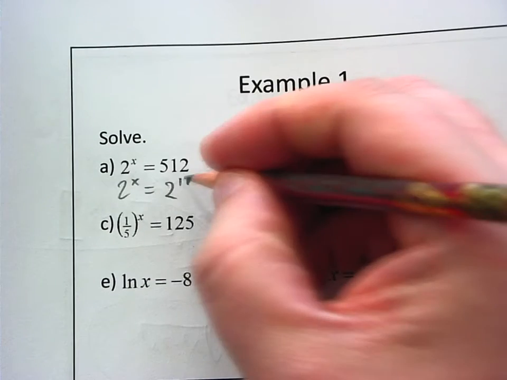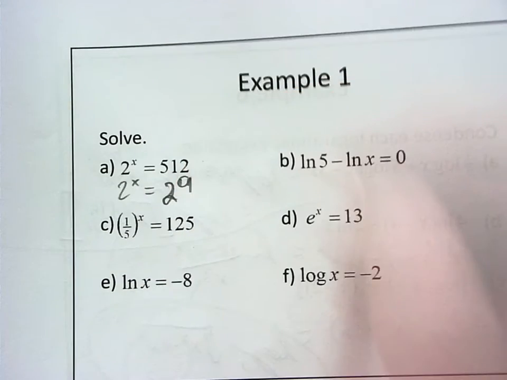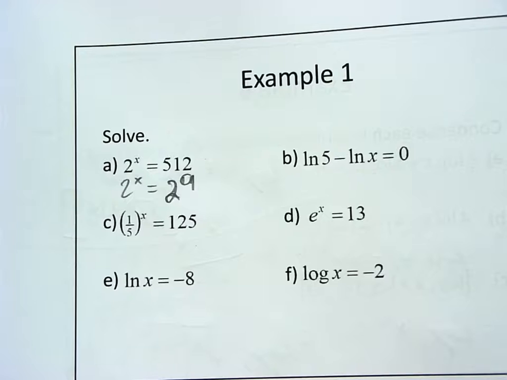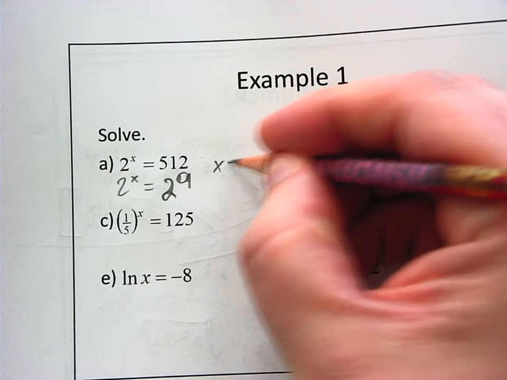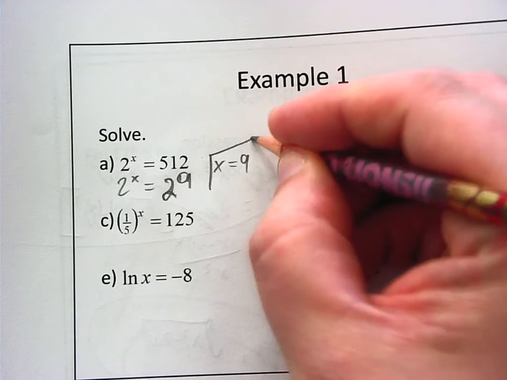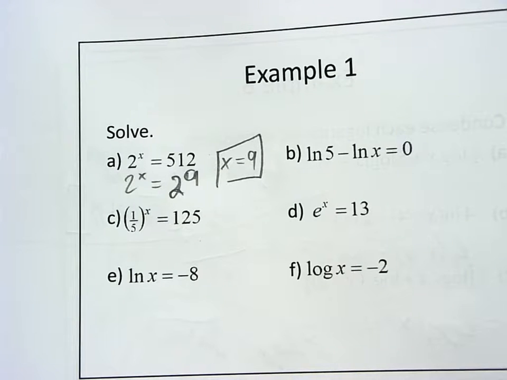And then I wrote 10 because I said 10. So, 2 to the 9th. So x is what? 9. Okay? Those ones are fairly easy if you're comfortable with those exponents.